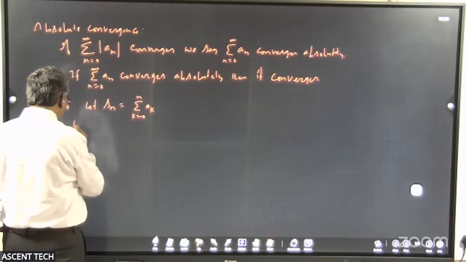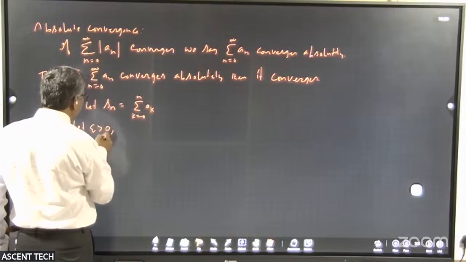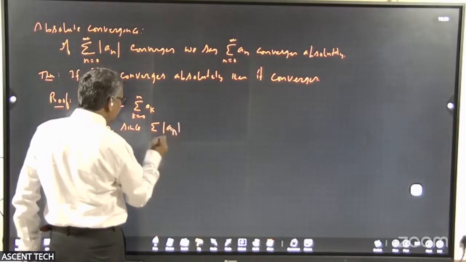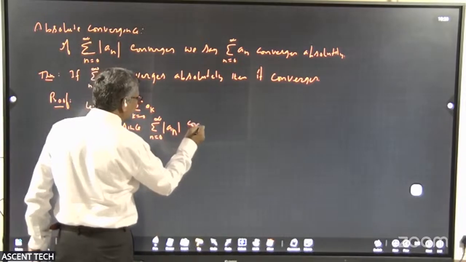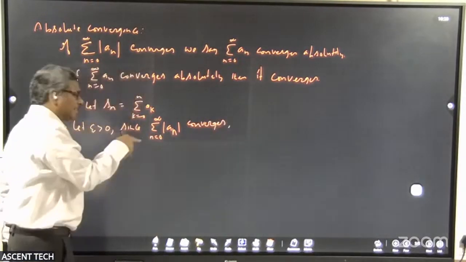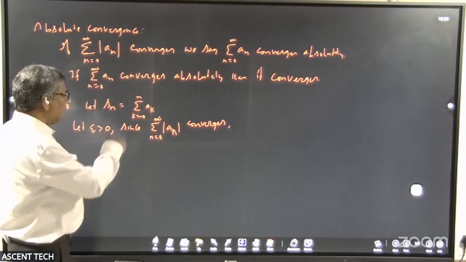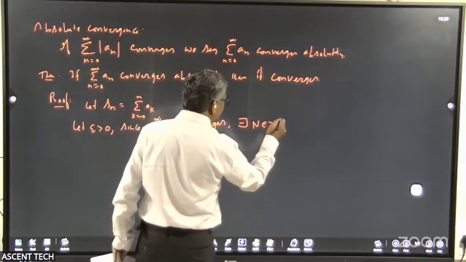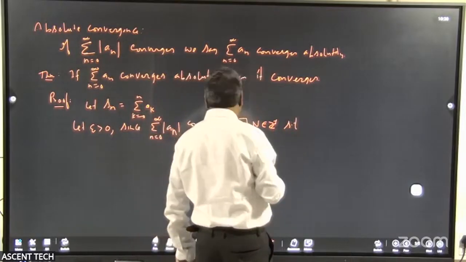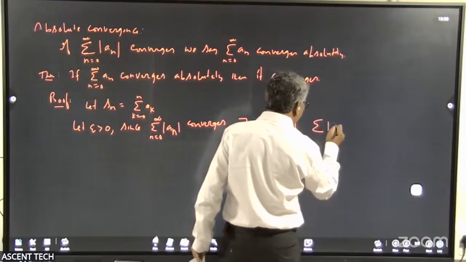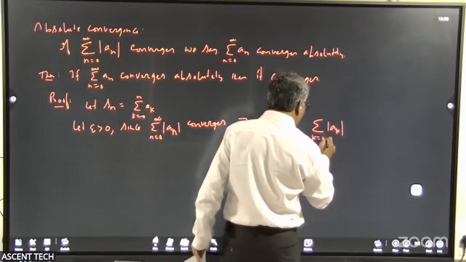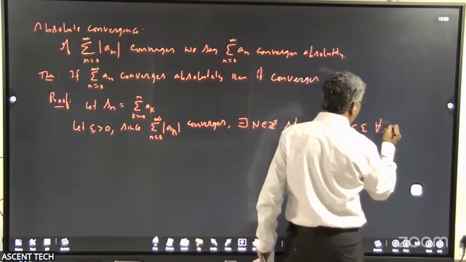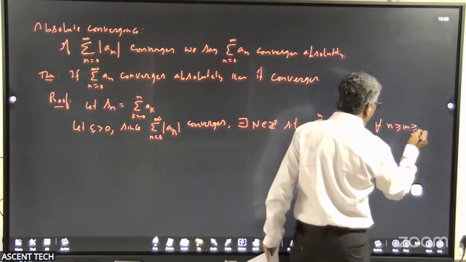So let epsilon be greater than 0. Since sigma mod a_n, n equal to 0 to infinity, converges, I have the property I have just talked about: for this epsilon greater than 0, there exists N such that sigma mod a_k, k equal to m to n, in modulus is less than epsilon for n greater than or equal to m greater than or equal to N.